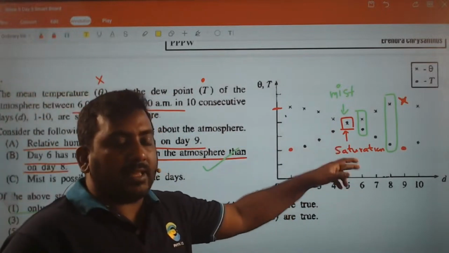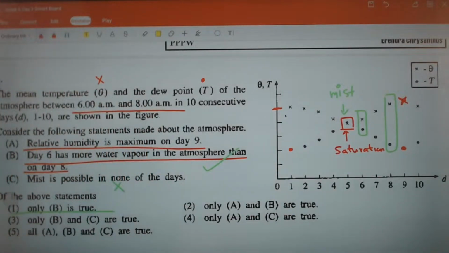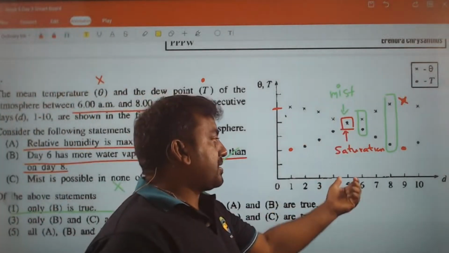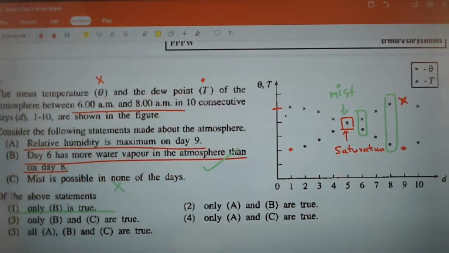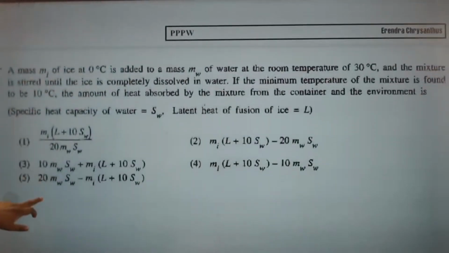On the 5th day, mean temperature is equal to dew point temperature. Therefore, we can easily say that saturation will take place on day number 5.